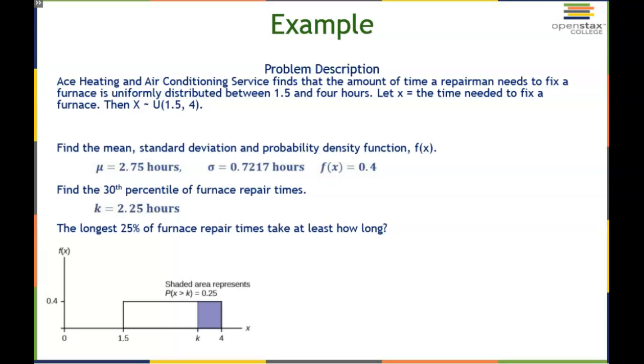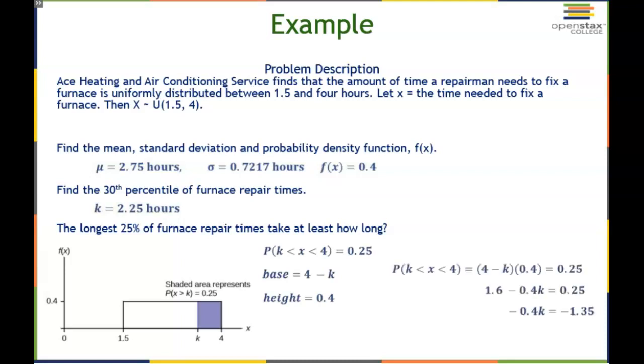So what I'm really looking for is the probability that k is less than x is less than 4 equals 0.25 probability. We've got to figure out our base. We've got to figure out our height. Our base is going to be our high value minus our low value. So 4 minus k is our base. Our height hasn't changed. Our height is still 0.4.